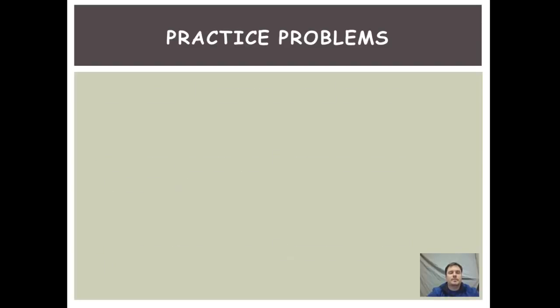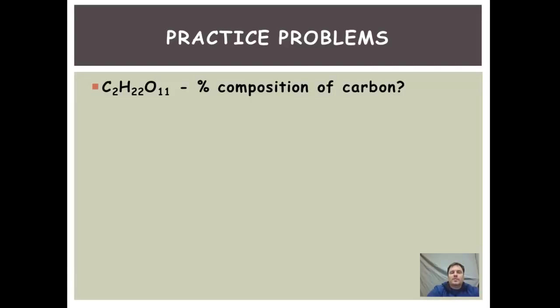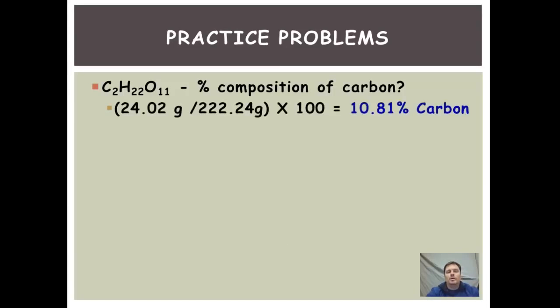Okay, so the first one we have to figure out the formula weight of 1 mole. We found out that 1 mole of it weighs 222.24 grams, and 2 moles of carbon is 24.02, so 24.02 divided by 222.24 times 100 is 10.81%, so it's 10.81%.